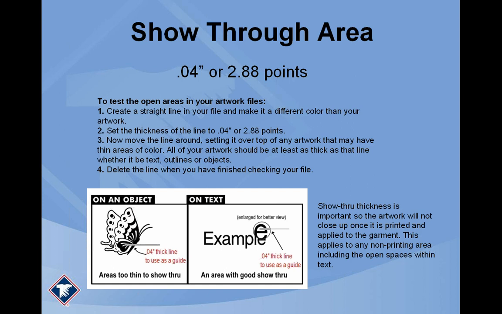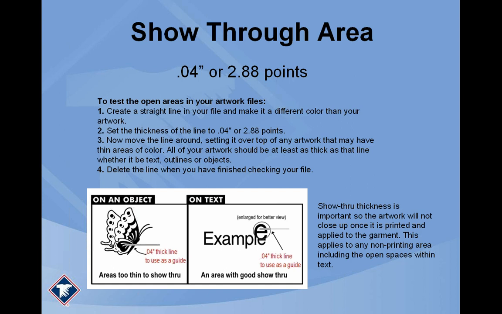Okay, so in our same butterfly that we were looking at before, all of those white areas on him are show-through. That's the garment showing through. Okay, so we need to look at our show-through areas. The minimum show-through thickness is 0.04 inches, or again, if you're a points person, it's 2.88 points. So we're going to do the exact same thing. We're going to make a gray reference line. We're going to make a rectangle, make a line, and we're going to make this line 0.04 inches thick.